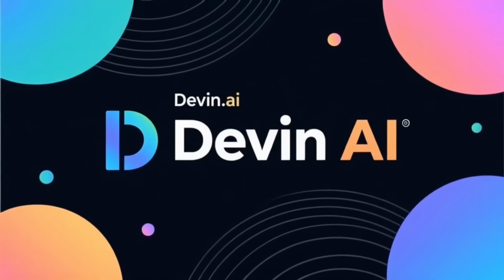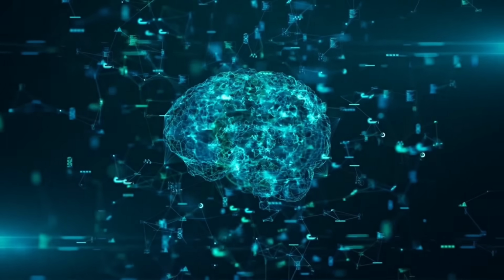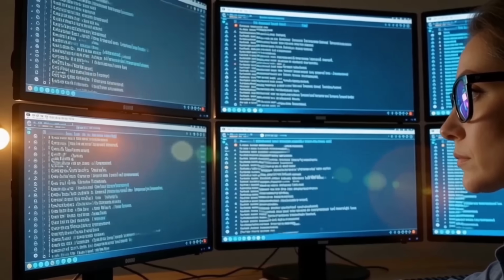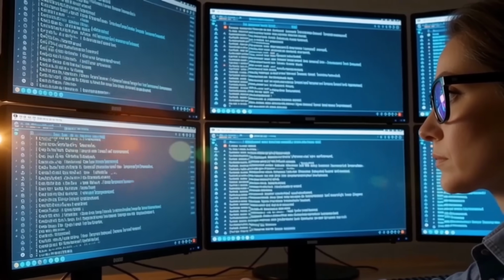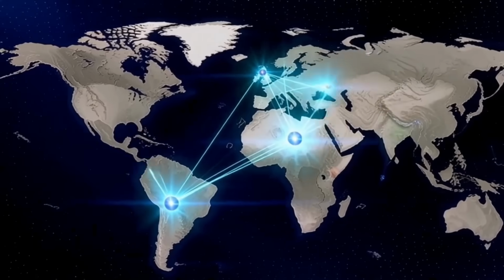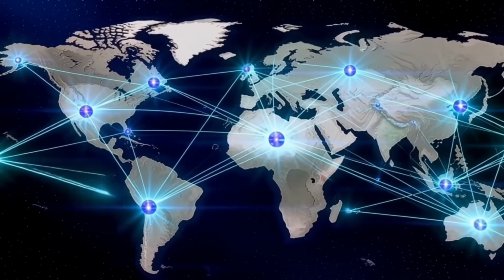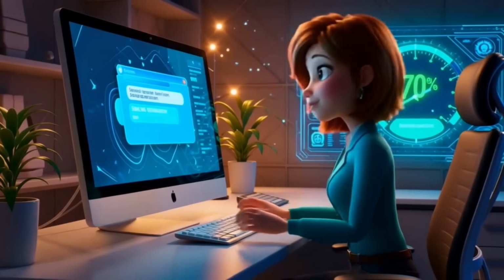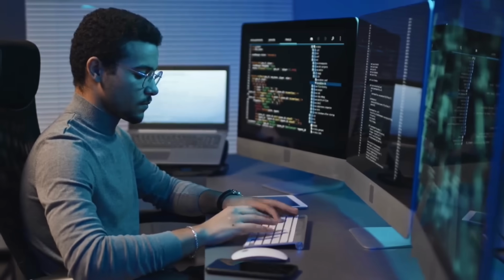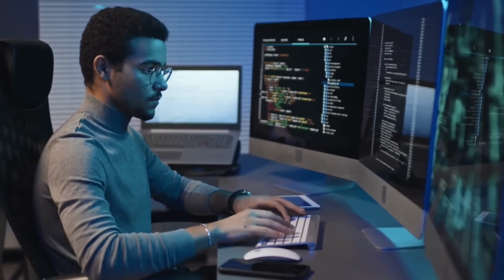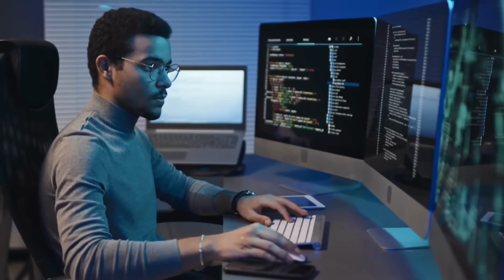Next, Cognition AI's Devin. The coding agent that's making engineers blink twice. Early adopters report 30 to 50% faster development cycles. It's debugging, testing, and shipping code autonomously. Think of it like a tireless software engineer who actually meets deadlines.